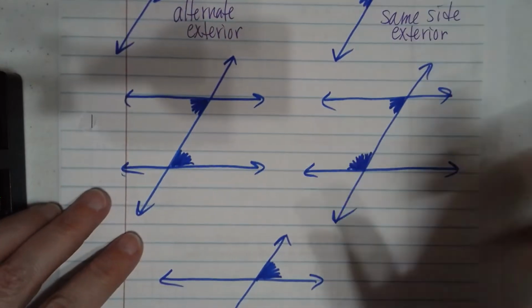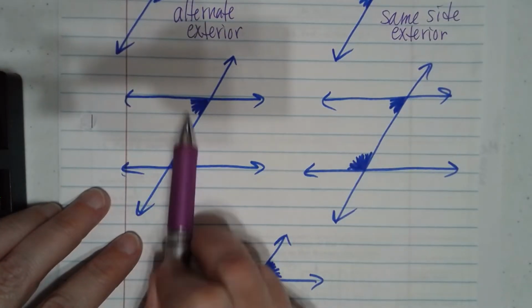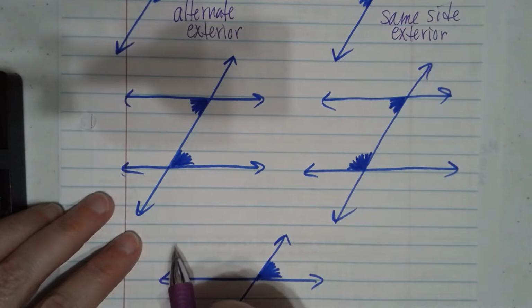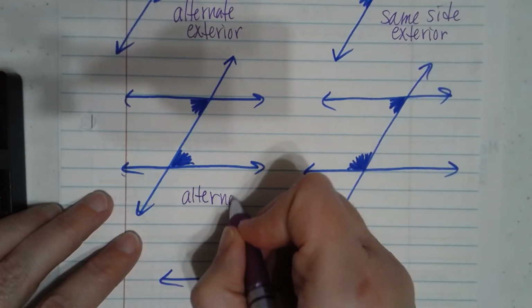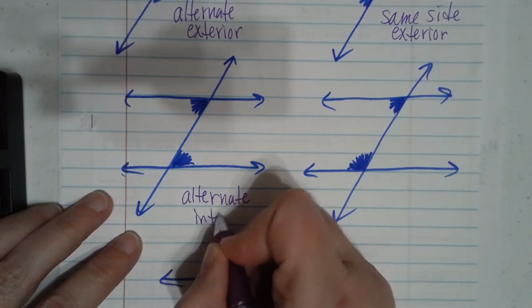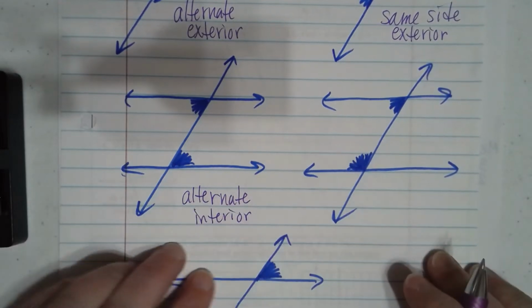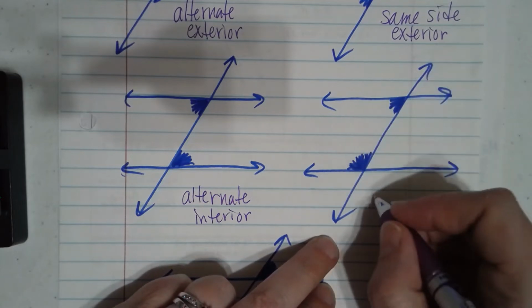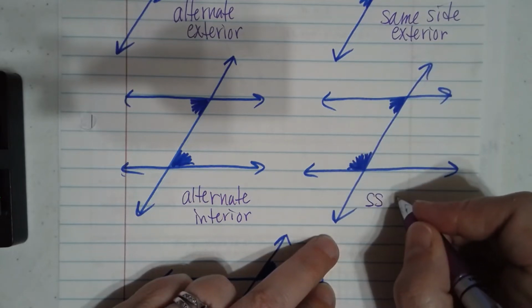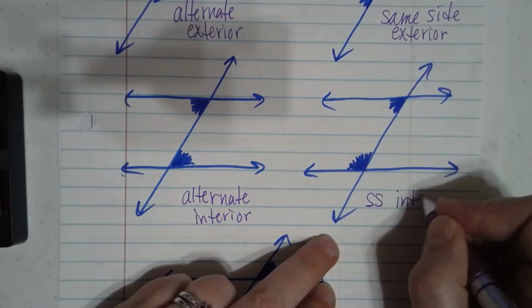Okay, so then we have these. Are these on the same side or alternate? These are alternate, and they are interior because they're on the inside. And then these are both on the left, so these are same side, interior.